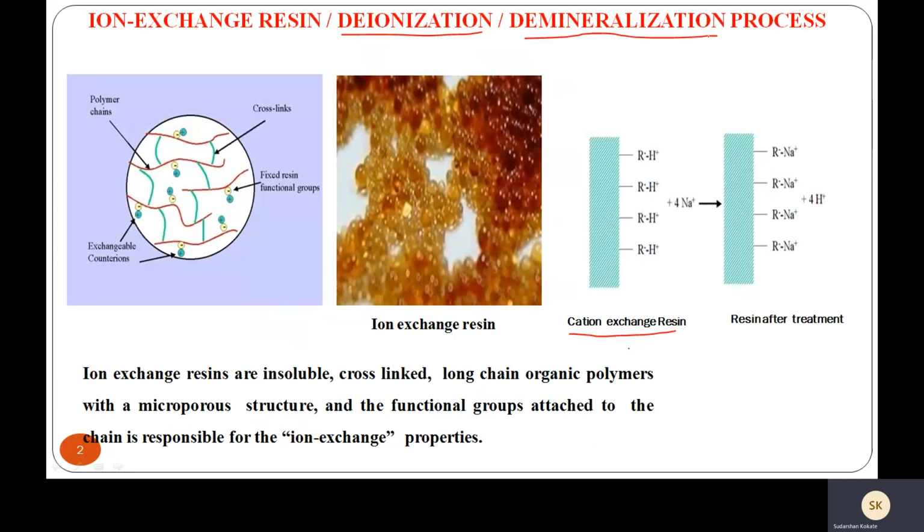The ion exchange resins are insoluble, cross-linked, long chain organic polymers with a microporous structure, and the functional group attached to the chain is responsible for the ion exchange properties. There are two different types of synthetic ion exchange resin: cation exchanger resin and anion exchanger resin.